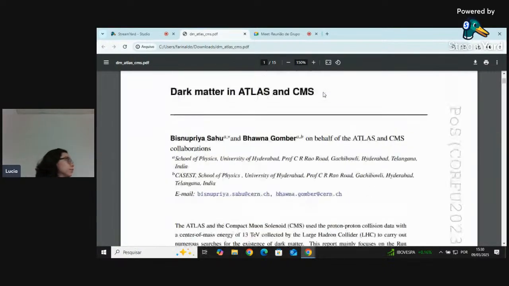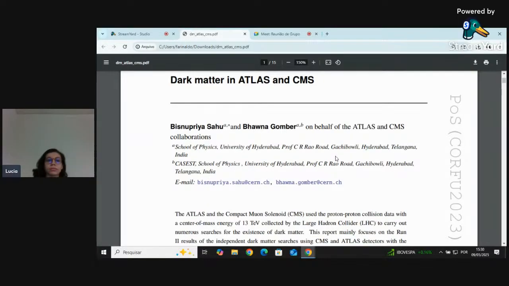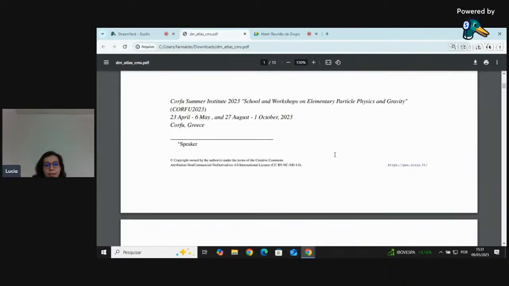Okay, so as Lucia said, I will talk about this paper. It is basically a report, in a way. It compiles many results from ATLAS and CMS in a variety of dark matter searches, and simply puts it here. So it doesn't contain a lot of details or explanations. It's just an overview. Overview is a good way of saying this.